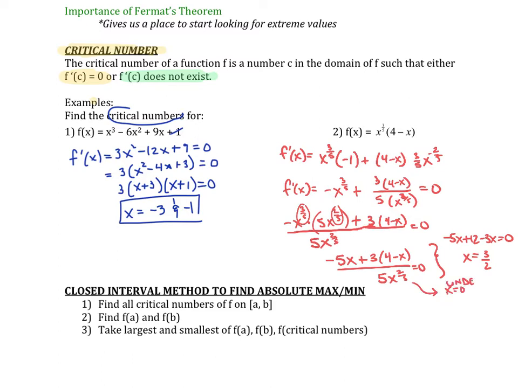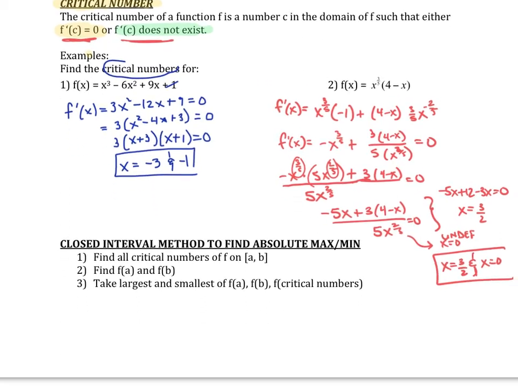So where are my critical points? Well, my critical points are at x equals 3/2, where it equals 0, and x equals 0, where it's undefined. So again, remember, you're looking for f prime of c equals 0, or f prime of c does not exist, where it's undefined over there. Okay, so this closed interval method is what we're going to talk about next.